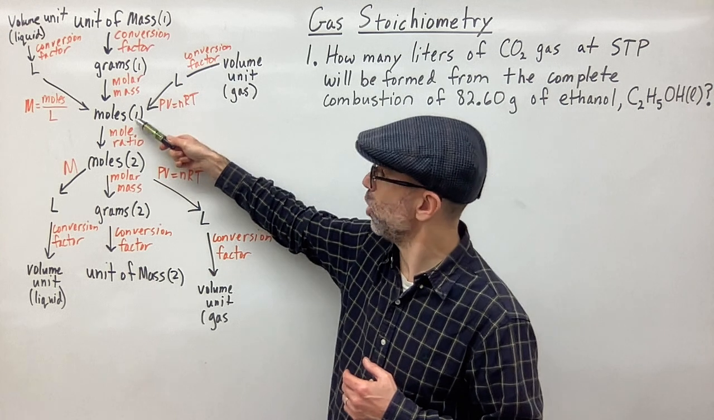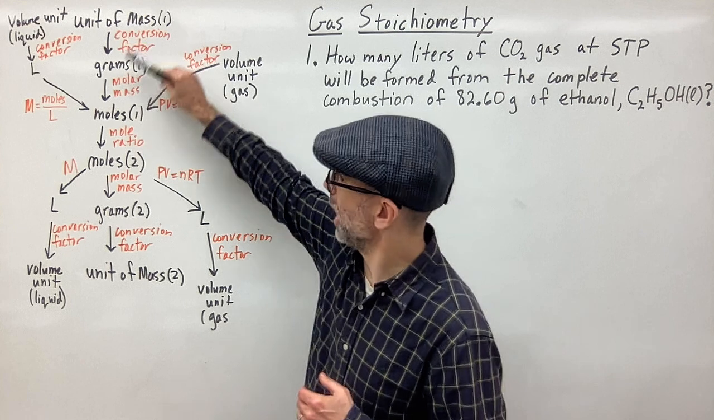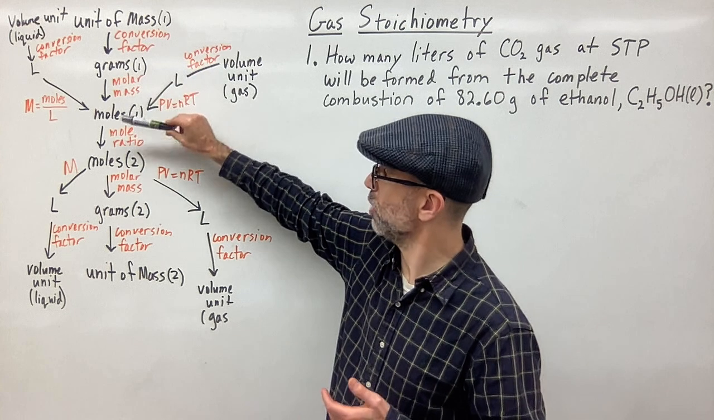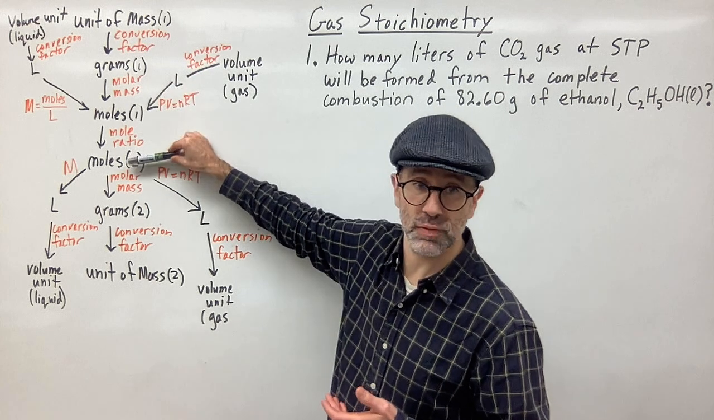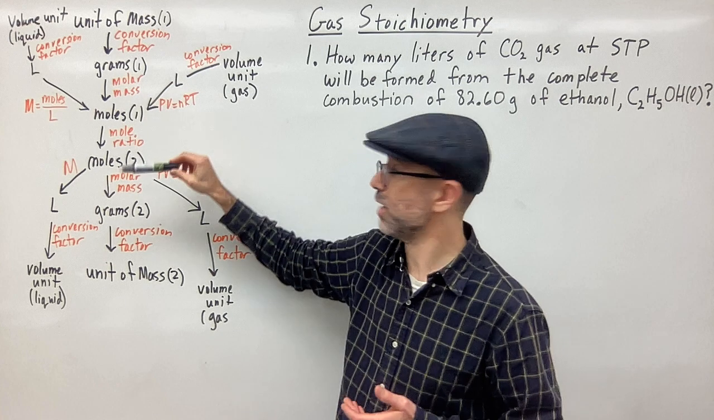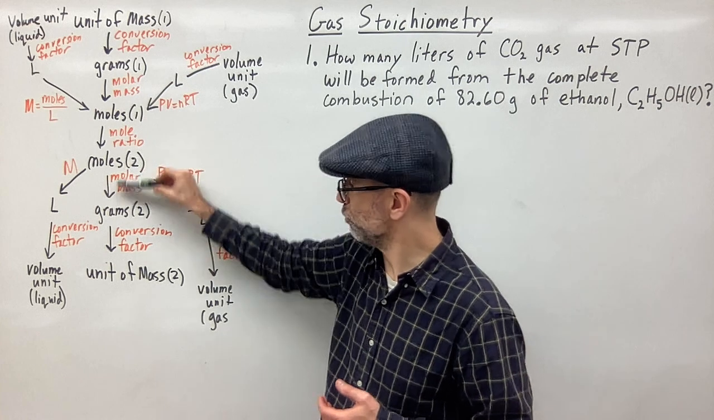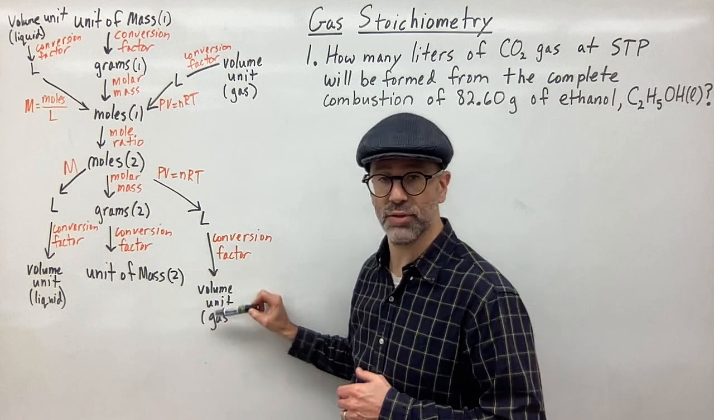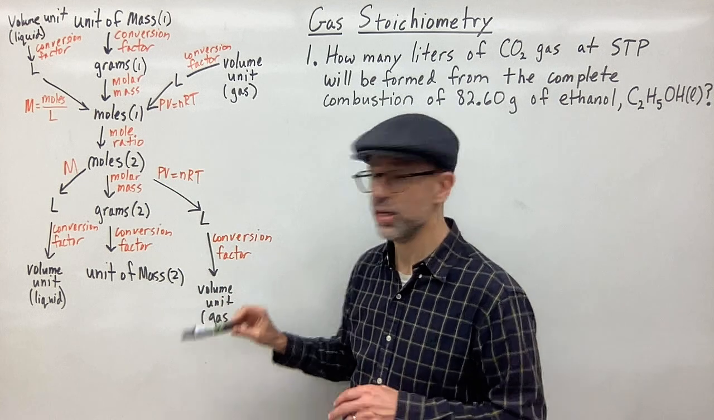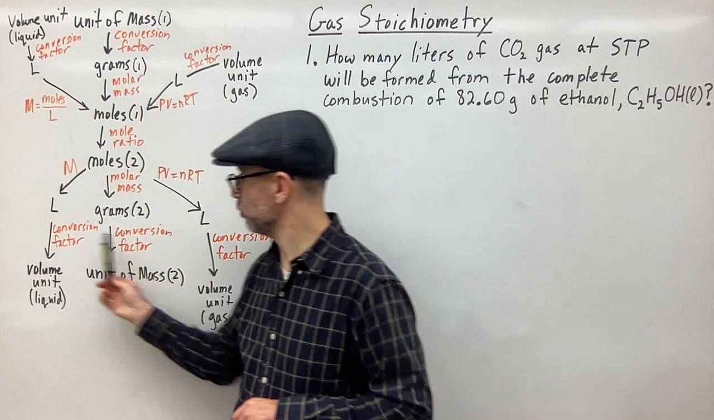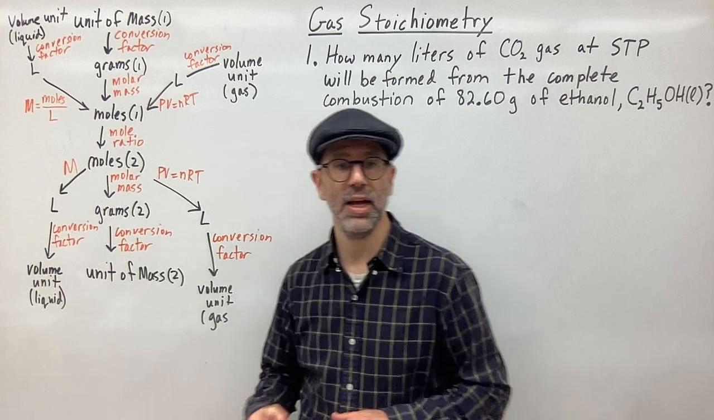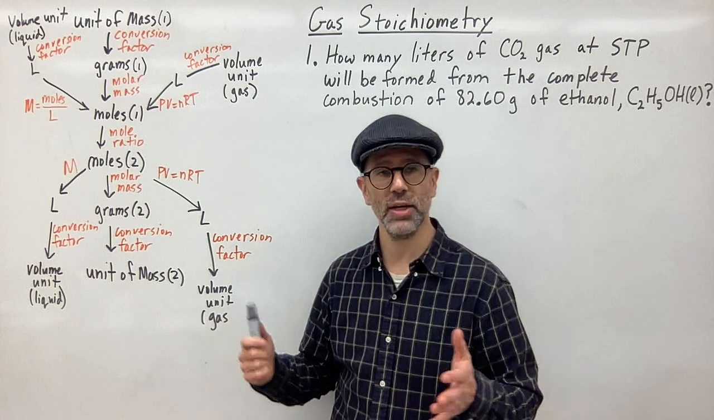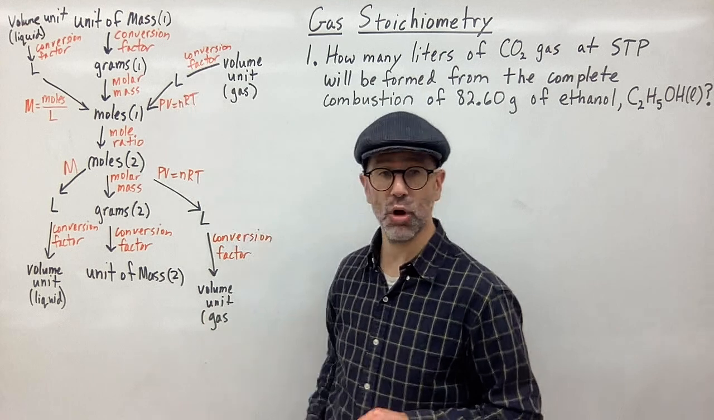Once we find the moles, now we're on the main highway here, and then we can use the mole ratio to convert from moles of this substance to moles of another substance. And then from there, go on to figure out what the mass is, or what the volume of the other substance is, whether it's a gas or a liquid. Or if it's a mass, we want to find the unit of mass, whatever it is, right? So we follow the roadmap.